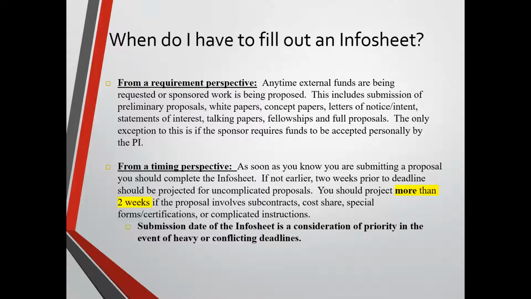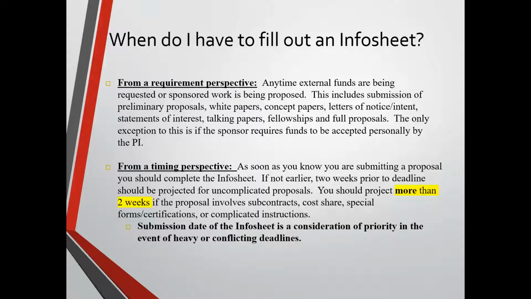From a timing perspective, as soon as you know that you're going to submit a proposal, that's when we'd like you to do the info sheet. We like to get them at least 2 weeks prior to the deadline for an uncomplicated proposal. An uncomplicated proposal is one that doesn't have subcontracts and doesn't have unusual or very involved guidelines on what has to be done in the submission.